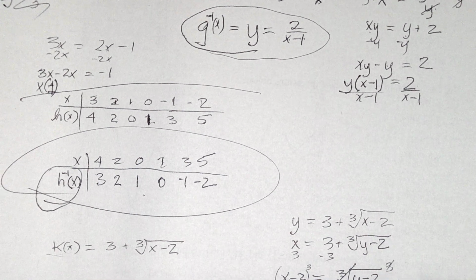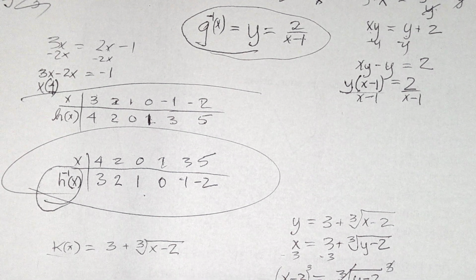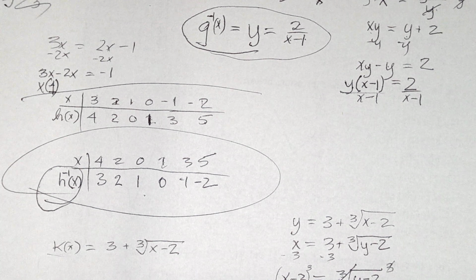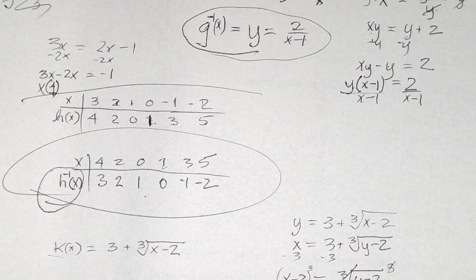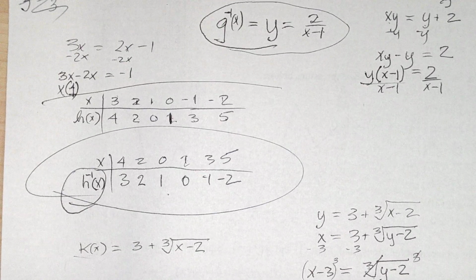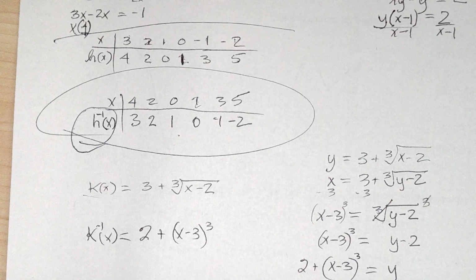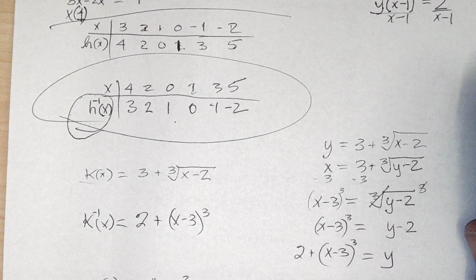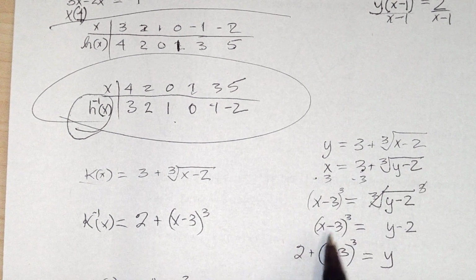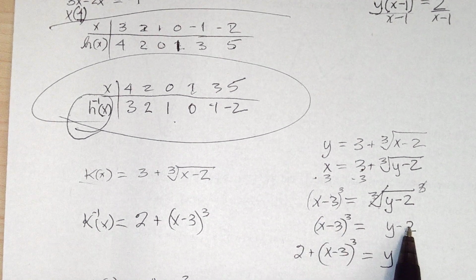And that gets rid of the cube root, and we get y minus 2 equals x minus 3 cubed. Add 2 to both sides. And that should be the inverse. So k inverse of x looks like it's 2 plus x minus 3 cubed. Some of that didn't show. So subtract 3, cube both sides, and then add 2.